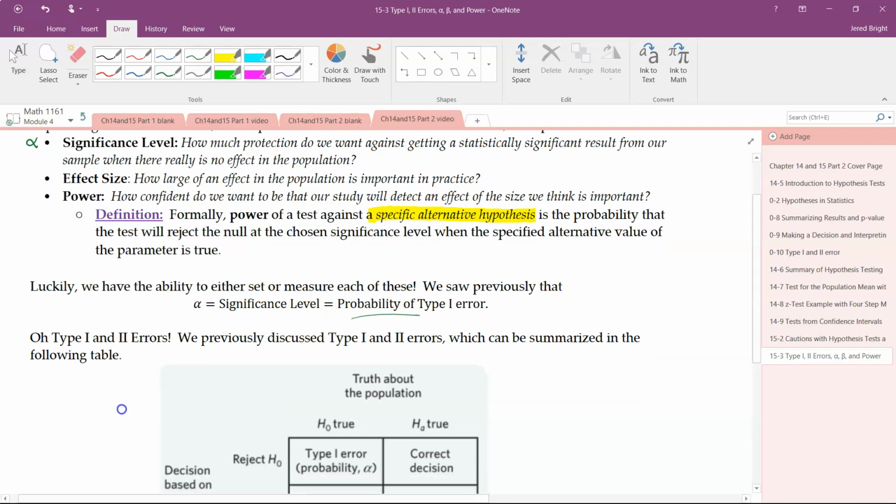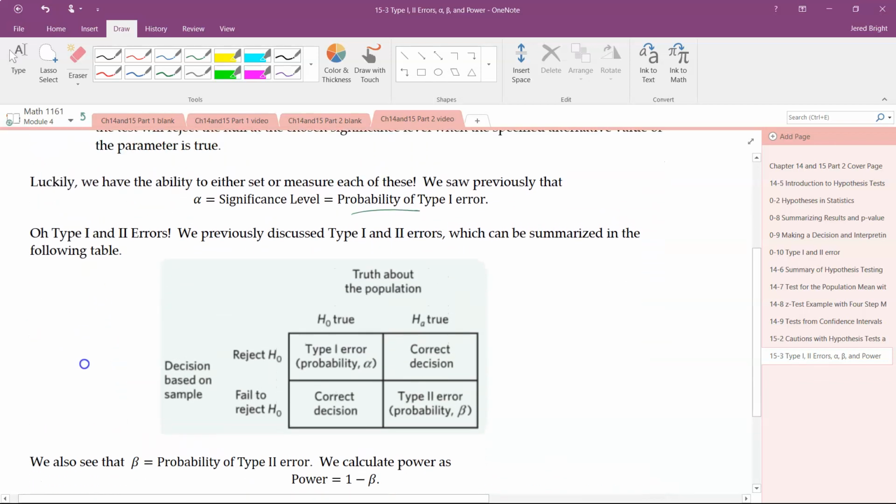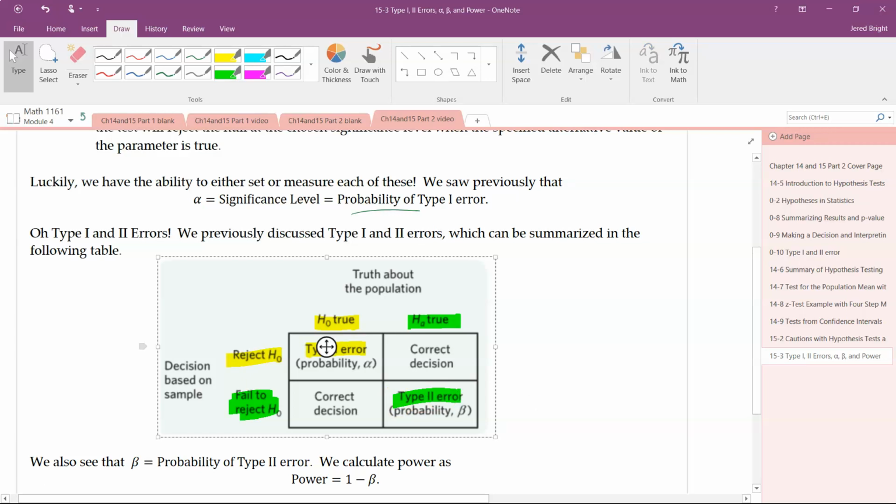We've discussed these, and this is a table that I took out of the book. The big idea is that if H0 is true, but we reject it, that's when we have a type 1 error. Similarly, if the alternative ends up true, but we fail to reject the null, that's a type 2 error. It's a mismatch in reality.